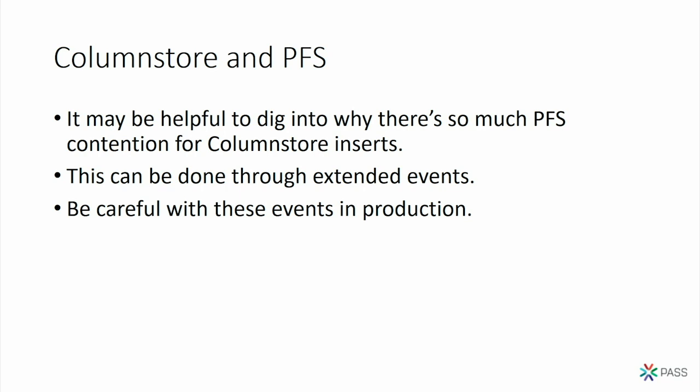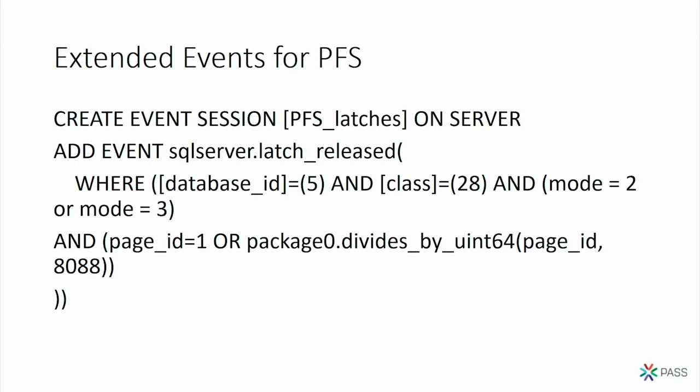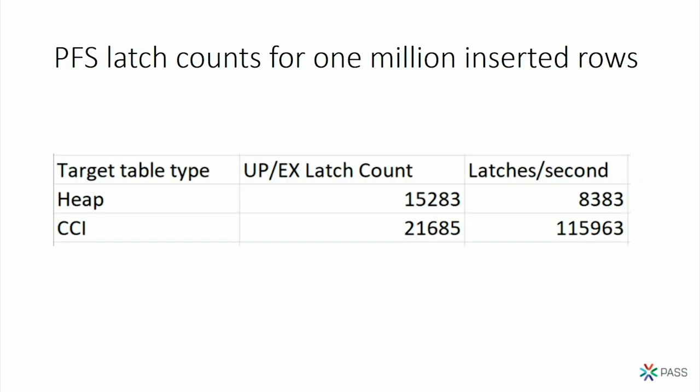Now, why is this a problem for Columnstore? It might be helpful to do some testing, use some more extended events, get an idea of what's going on. So I'm going to have an event fire for every PFS latch. Again, be careful with this in production. Loading a million rows, the same type of data both times. First test is into a heap. Second test is into a columnstore. So the columnstore takes about 40% more latches or so.